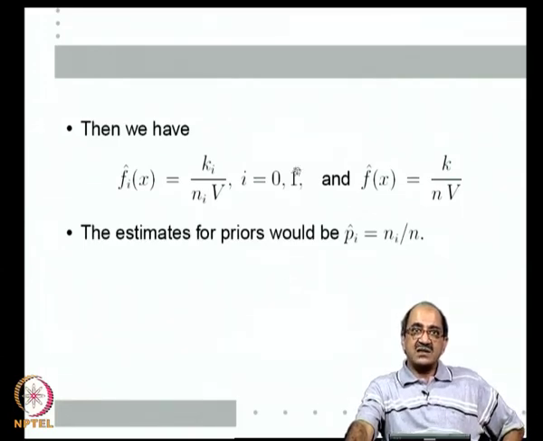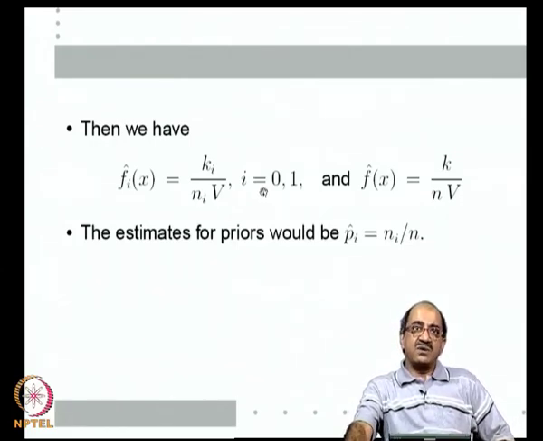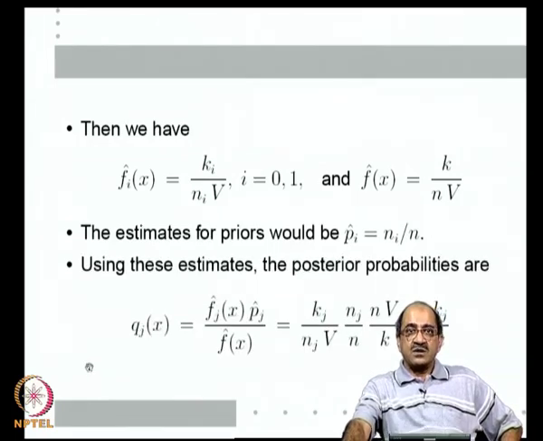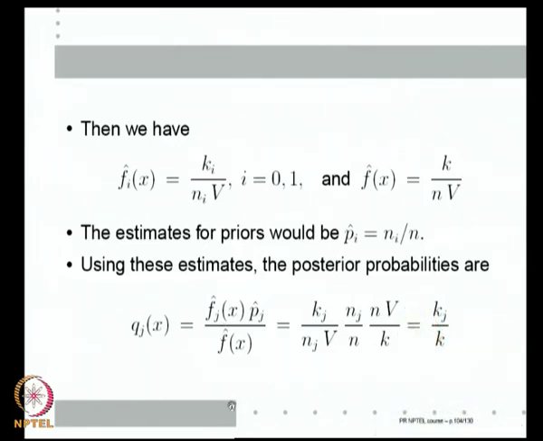Now, let us say using these estimated priors and class conditional densities, we want to calculate the posterior probabilities. So, the posterior probability q j using the estimated quantities is f hat j x p hat j by f hat x. So, substitute for this: f hat j will be k j by n j v, p hat j is n j by n, and 1 by f hat x will be n v by k. Now, these n j's will cancel, v's will cancel, n will cancel, and this will simply become k j by k.